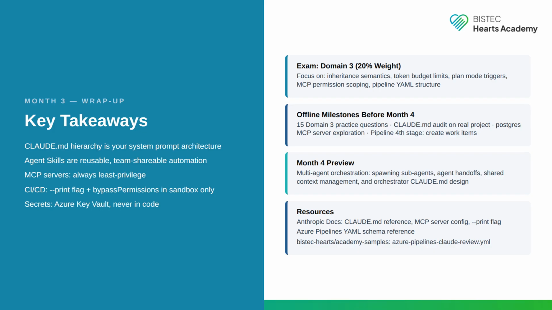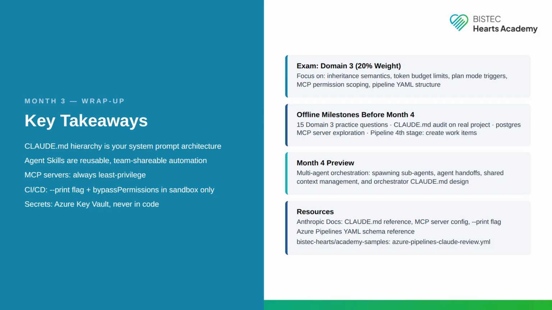In CI/CD, the print flag makes Claude a composable CLI tool, and permission mode bypassPermissions makes it automation friendly, but only in a properly sandboxed environment with scoped MCP permissions. Secrets belong in Azure Key Vault. The four-step pattern: key vault, variable group, variable name, reference, and where injection is non-negotiable. It enables rotation without code changes and prevents the single most common pipeline security incident.